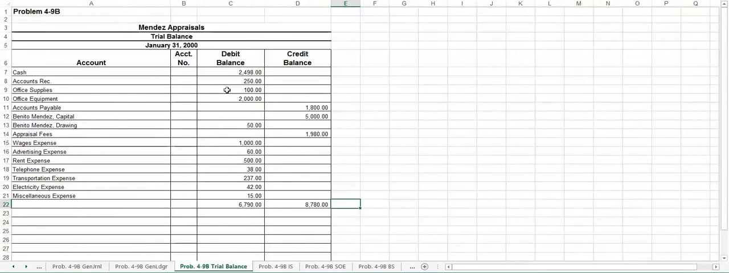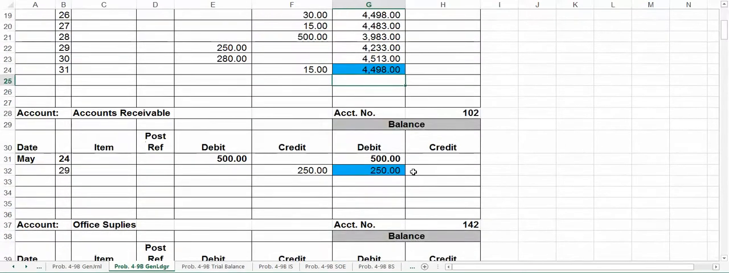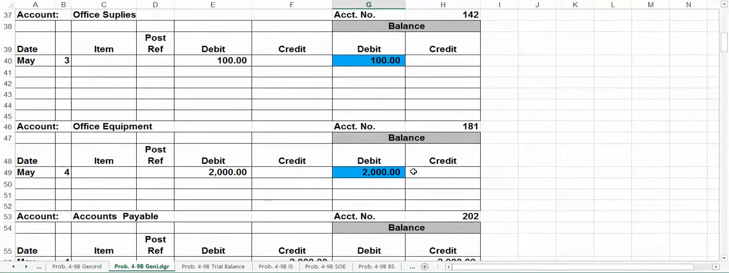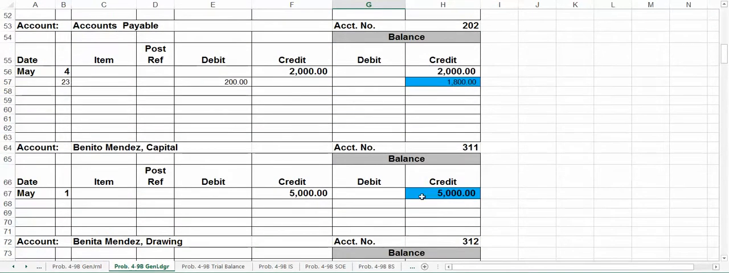So we have a new balance of $44.98, and we are still off $10 somewhere. So let's go back and check. We've just done this math again. That's not going to change. That's fine.